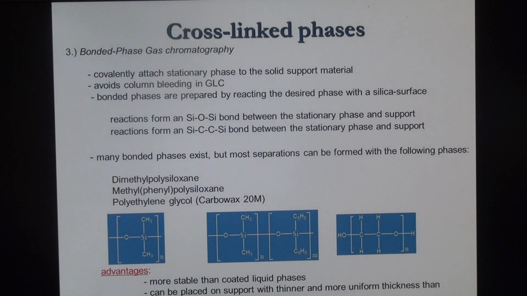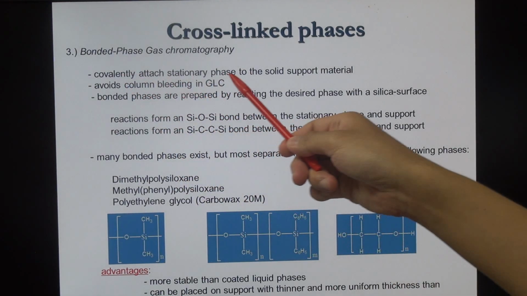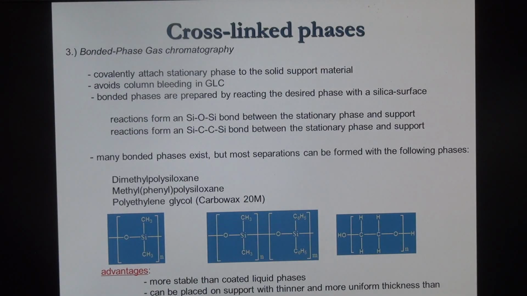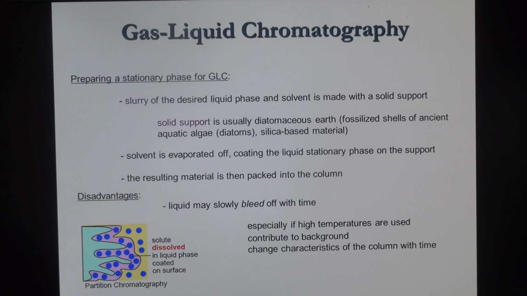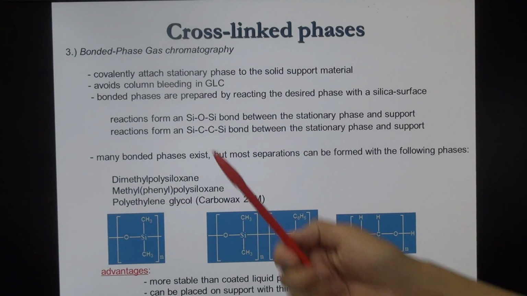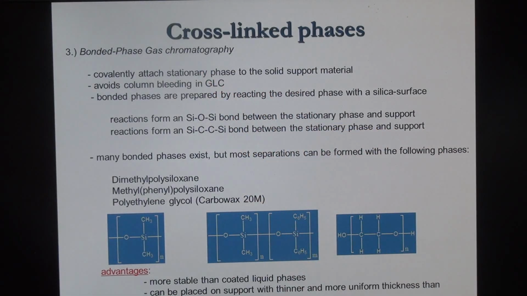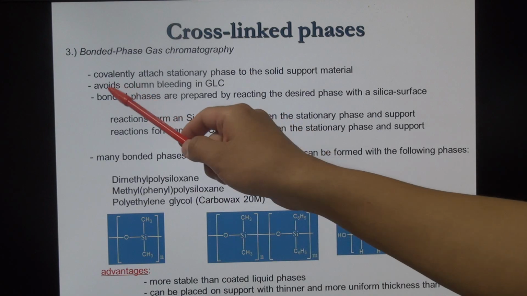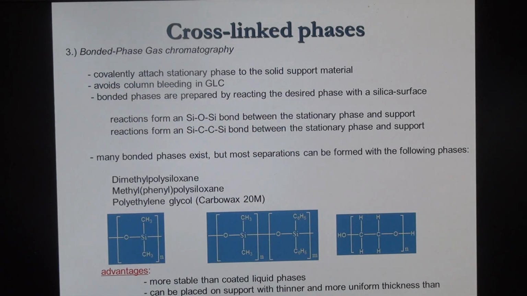We can also covalently attach stationary phase to the solid support material. So for liquid coated on solid support, the interactions are not that large, right? Because it is just physically adsorbed. But if we can covalently, chemically attach the stationary phase to the solid support, the interactions are really large and they would not bleed off as a function of time, right? So that's how they avoid column bleeding in gas liquid chromatography.